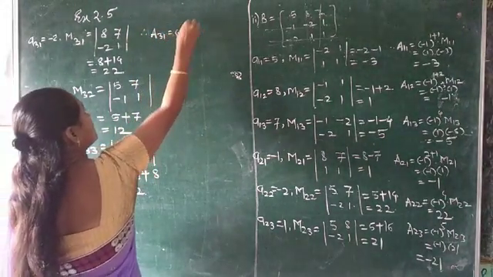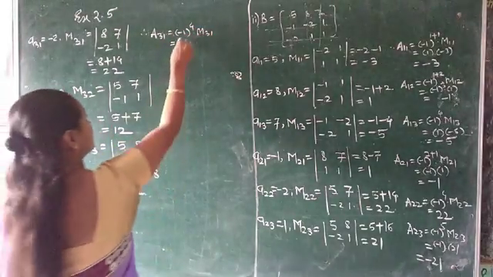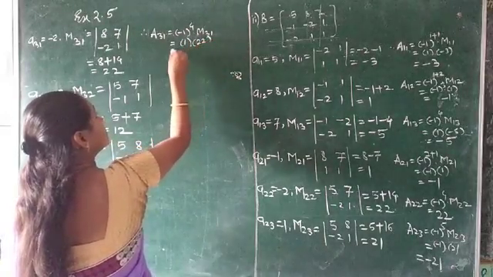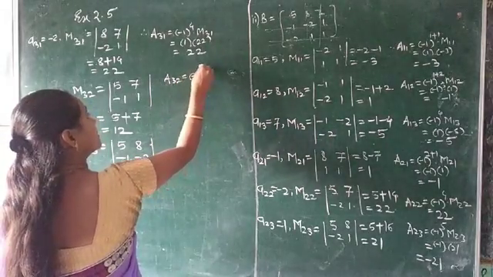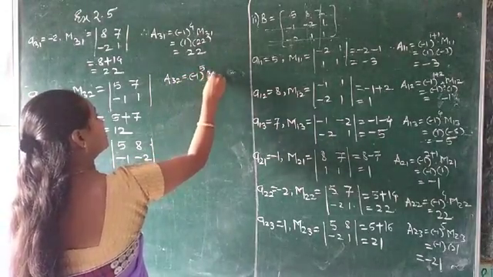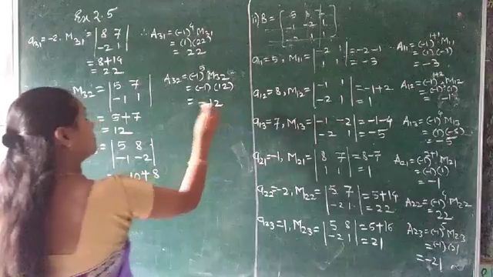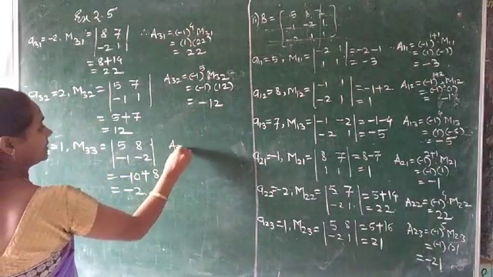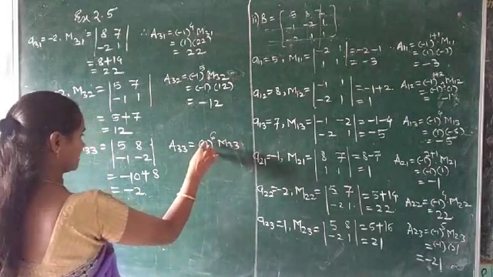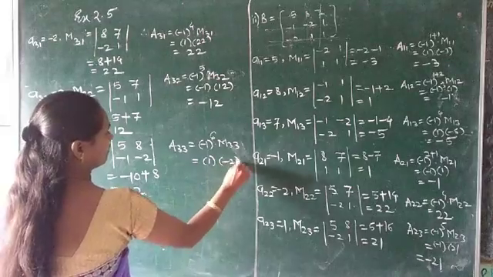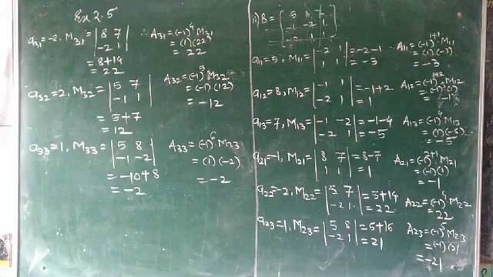A31 is equal to minus 1 raised to 4 into M31. Minus 1 raised to 4 is plus 1 and M31 is 22, so it is equal to 22. A32 is minus 1 raised to 3 plus 2, 5 into M32. Minus 1 into 12 is equal to minus 12. And A33 is equal to minus 1 raised to 6 into M33. It is plus 1 and M33 is, so this is minus 2. This is the cofactor, therefore write down the cofactor matrix.